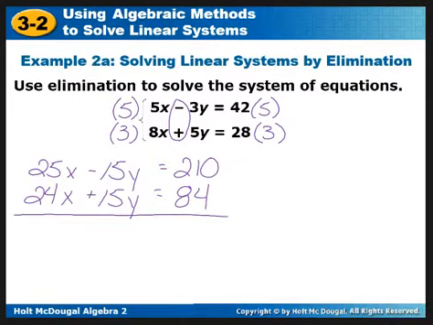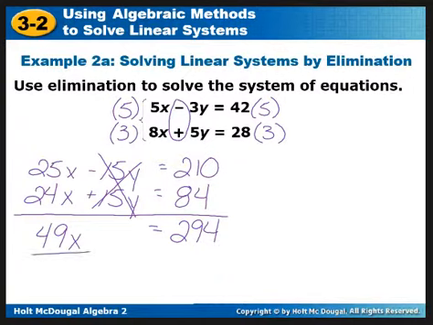I'm going to take 25x plus 24x, and I'm going to get 49x. Now you can see here the y's are going to cancel. So 49x is going to be equal to 210 plus 84, which is 294. And then if we go ahead and divide by 49 to get that x by itself, you're going to get 6. So x is equal to 6.